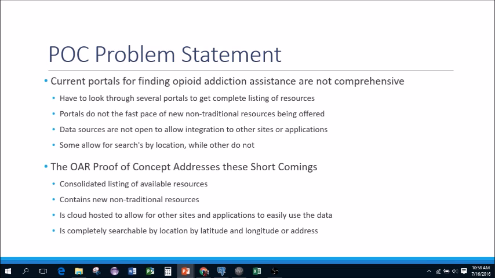The portals also aren't really keeping up with resources that are being offered. Case in point, within New Hampshire, there's a program to make Narcan available without a prescription, and there are several places, including CVS pharmacies and some state clinics, where you can go and get a Narcan kit. And you couldn't find this in any of the federal portals or even the state PDF that was offered.